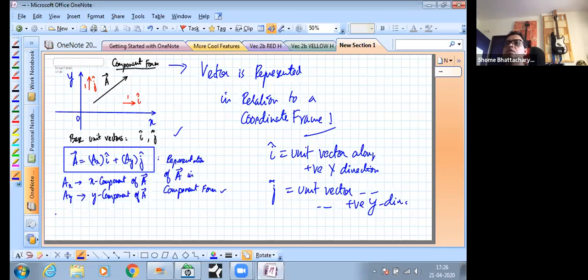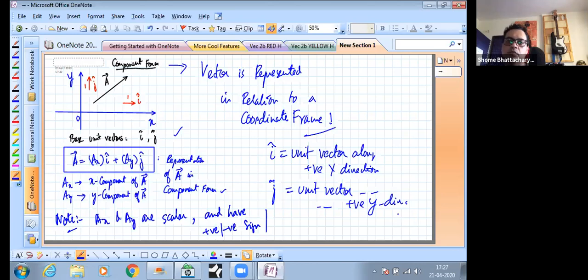And of course here we also understand that Ex and Ey are scalar quantities and have positive or negative sign. That's another thing that we understand: that Ex and Ey are not vectors. I cap is a vector, j cap is a vector, but the quantity Ex is just a scalar quantity. The quantity Ey similarly is just a scalar quantity. So hope this point is clear up to this.